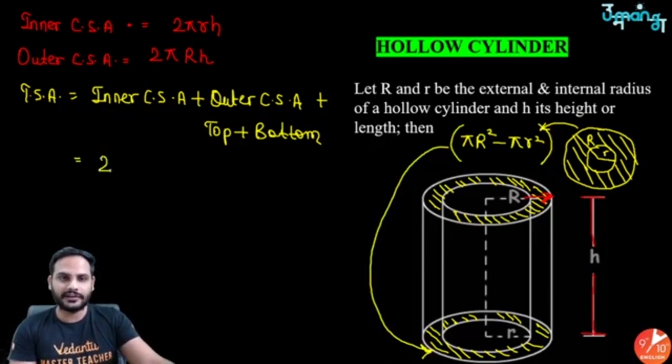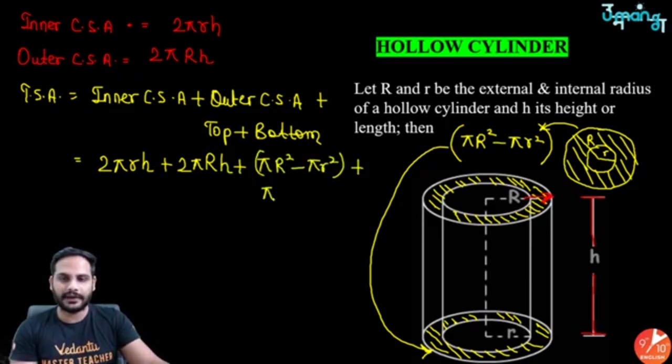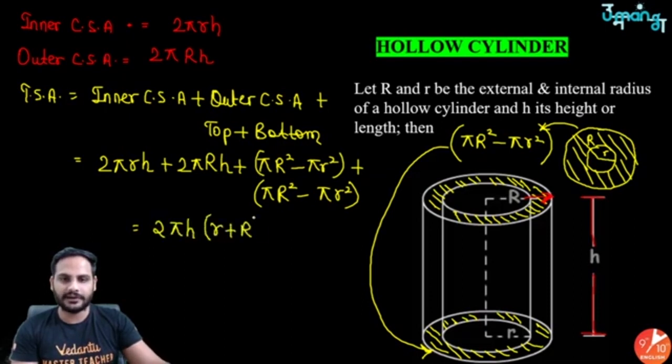So inner CSA is 2 pi r h, outer CSA is 2 pi capital R into h. Area of top is pi capital R square minus pi small r square, and area of bottom is also the same thing, pi capital R square minus pi small r square. Right? So here you can see the final formula. From the first two, if we take 2 pi h common, we are adding small r plus capital R.